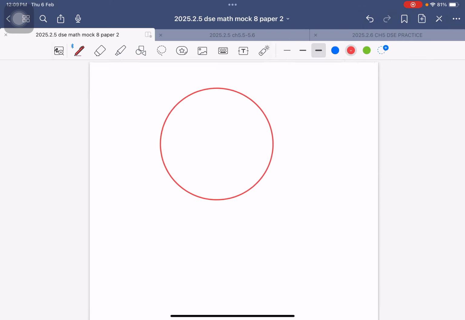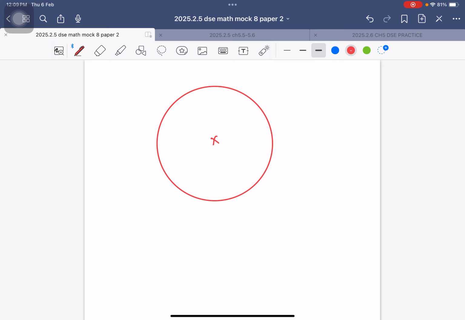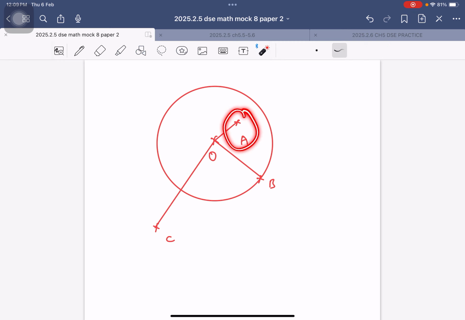Just listen. This is the circle. This is the center O. Okay? I have 3 points, OA, OB, and OC. So this is OB, this is OC. Okay, so I link them together. So how do you determine a point lies inside, lies on the circle, or lies outside the circle? Draw the point.